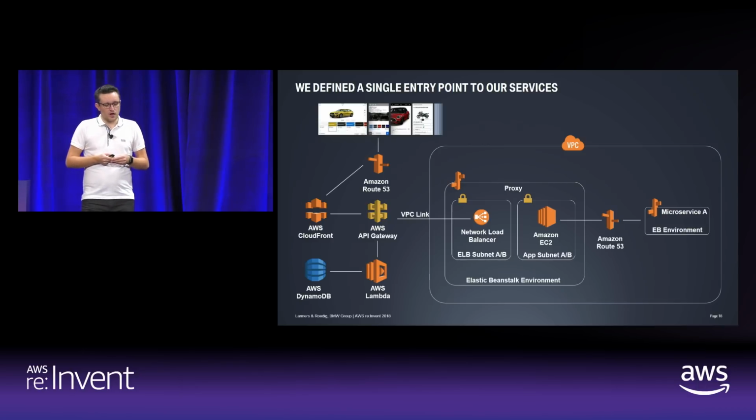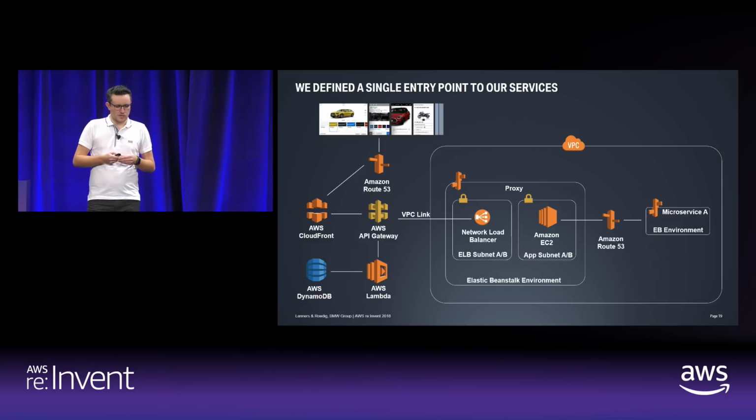To identify our microservices, we are using Route 53 again with a private hosted zone. Within this private hosted zone, each microservice, as soon as the environment of the microservice is created or set up, registers an entry. And so we have the possibility to address the endpoints of our microservices.